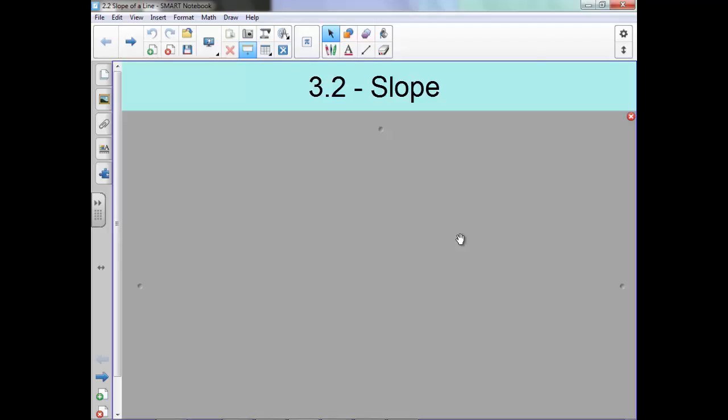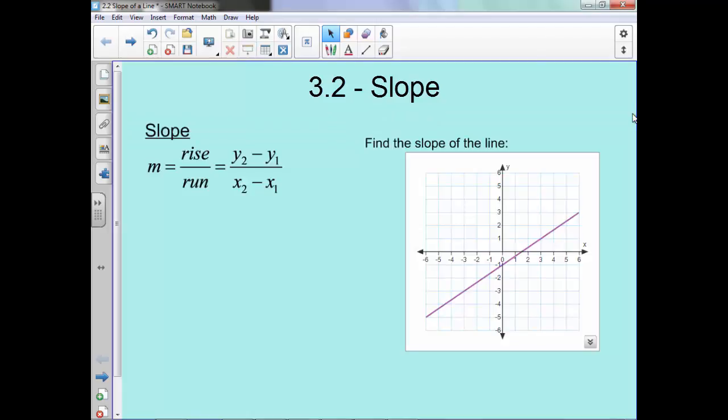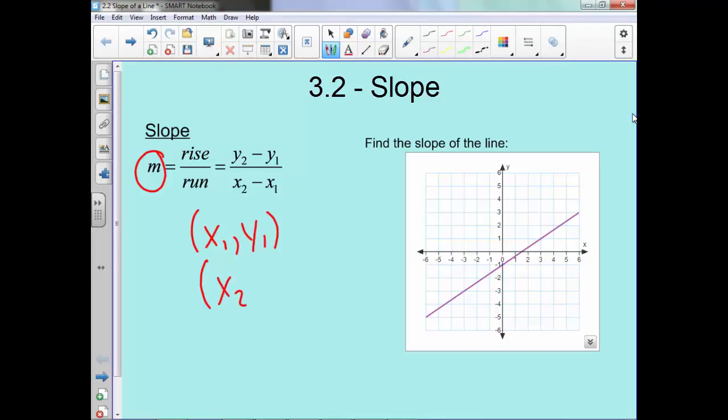Slope of a line. So first off, we need to talk about slope. We use the letter m to represent slope. Slope is rise over run. So when you talk about a line, it's how much the line rises over how much it runs. So it's a ratio. And if you've got two ordered pairs, x1, y1 and x2, y2, you can use this formula right here: y2 minus y1 over x2 minus x1.